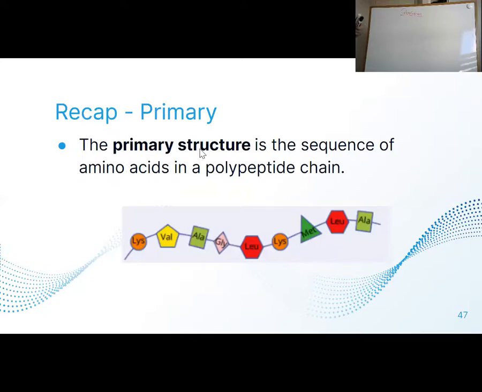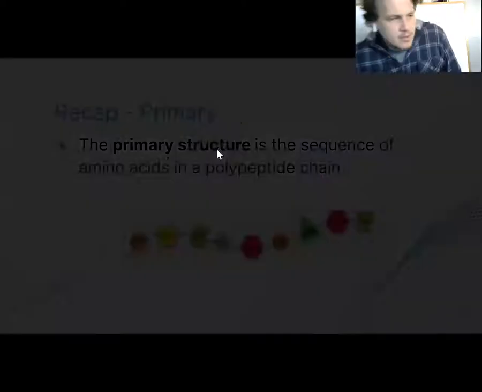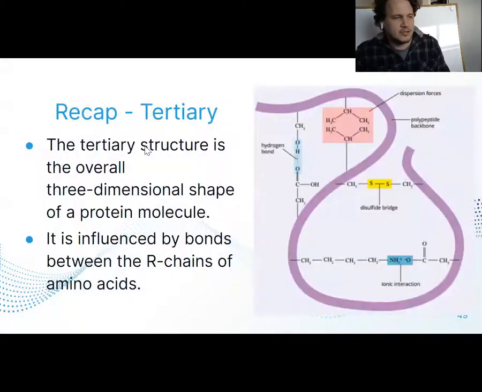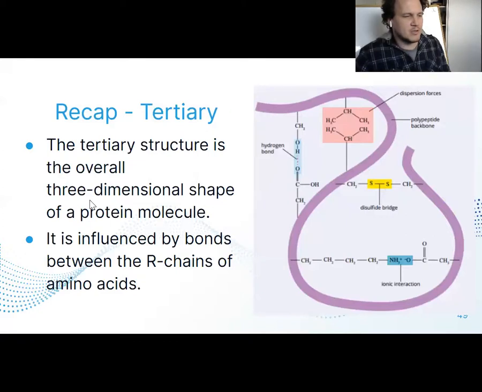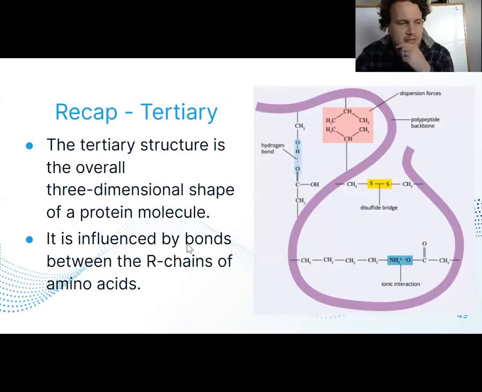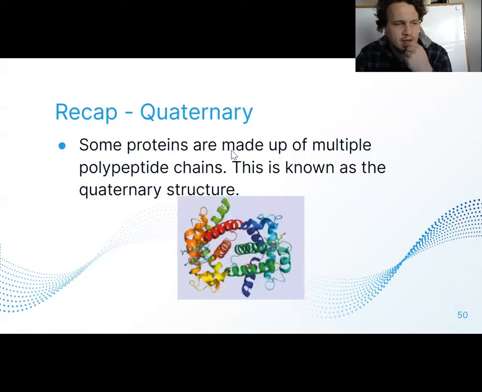So, quick recap. Primary structure is the sequence of amino acids in the polypeptide chain. Secondary is the change in shape because of the hydrogen bonds between the amino groups and the carboxylic groups. Tertiary is the overall 3D shape of the molecule. It's mostly influenced by the R chains and the bonding that happens between them. And quaternary is if there is more than 1 protein chain that's involved.